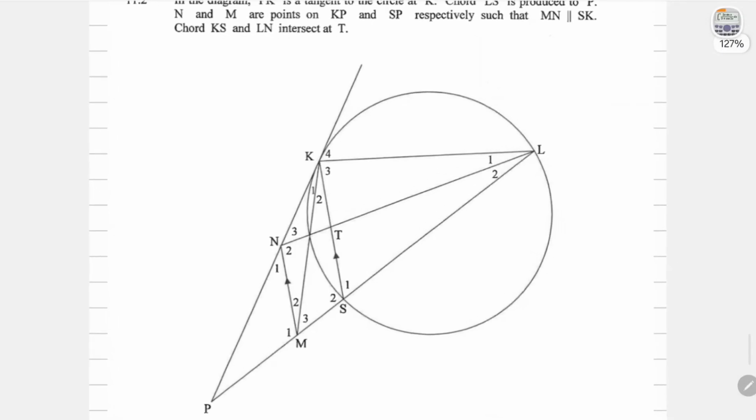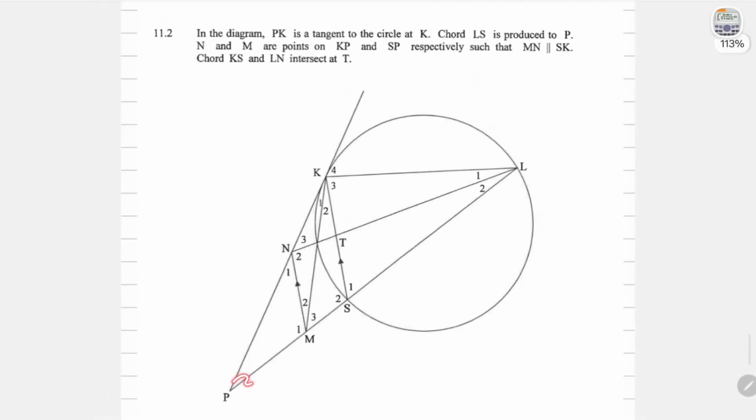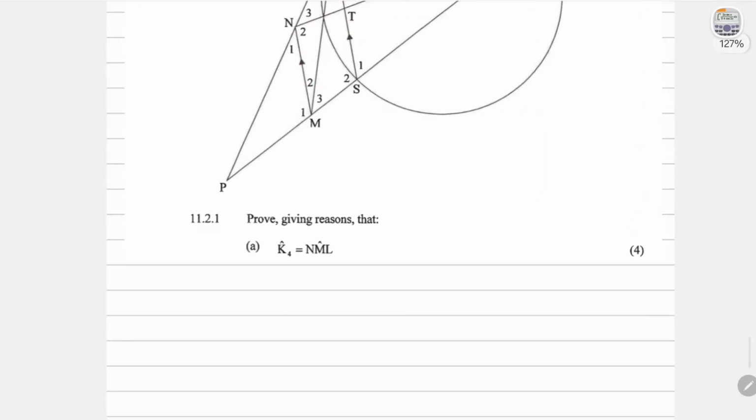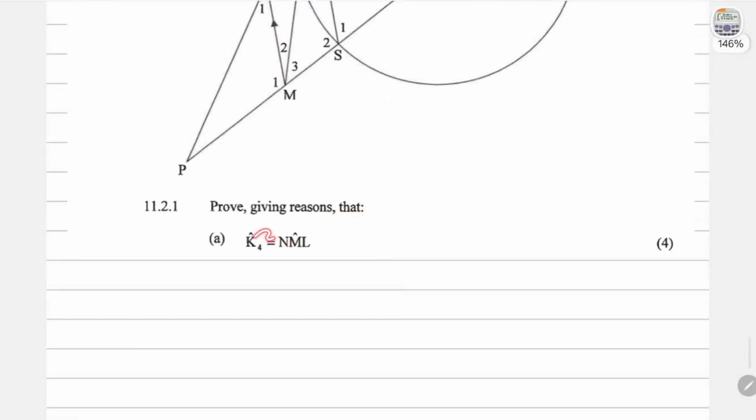Question 11.2 says, in the diagram, PK is a tangent to the circle at K. Chord LS is produced to P. N and M are points on KP and SP respectively, such that MN is parallel to SK. Chord KS and LN intersect at T. And the first question is to prove, given reasons, that angle K4 is equal to angle NML.